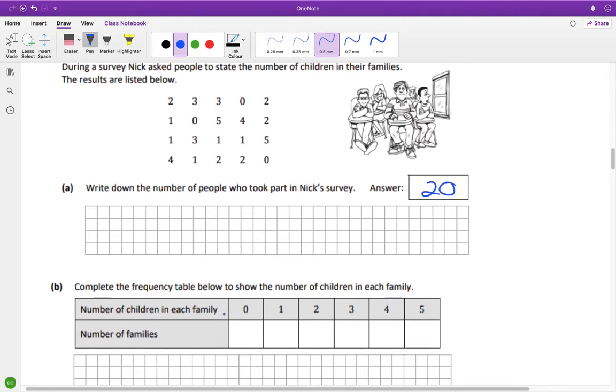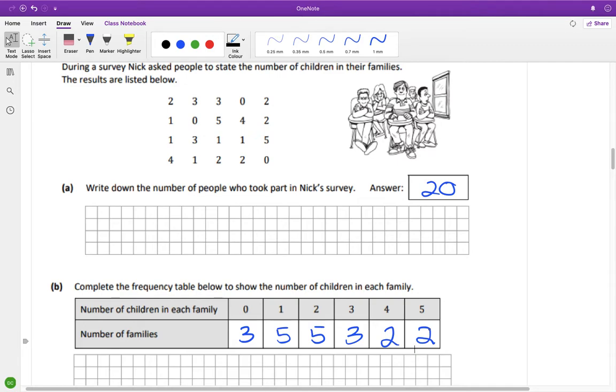Complete the frequency table below. Okay, so how many zeros? 3 ones, 5 twos, 1, 2, 3, 4, I think 5 threes, 1, 2, 3 fours, 2 5s, 1, 2. Okay, so it always seems like a really easy exercise, but I would always check.